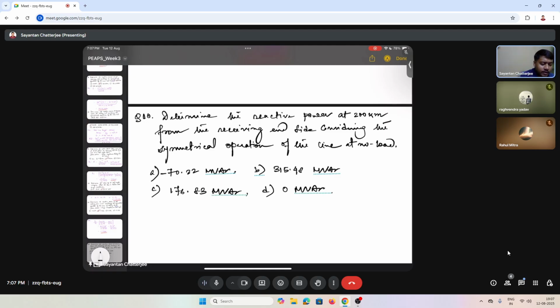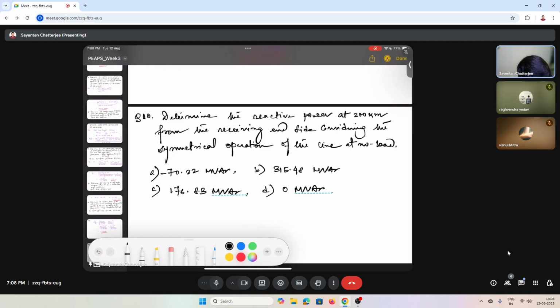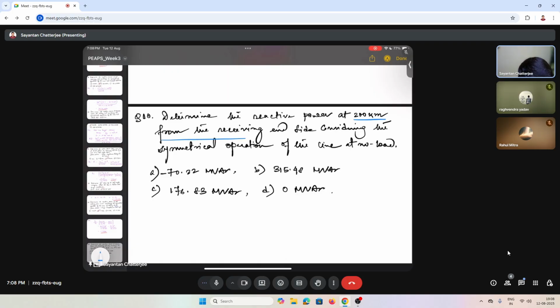So determine the reactive power at 200 kilometer. Now the system is not symmetrical at the midpoint, so you have to calculate from the receiving end side, considering the symmetrical operation of the line at no load. So these are the options. We went 200 kilometer from the receiving end.